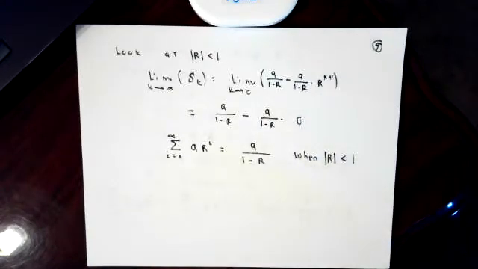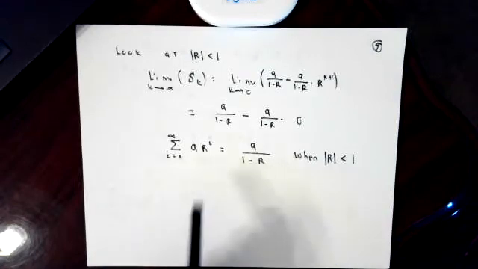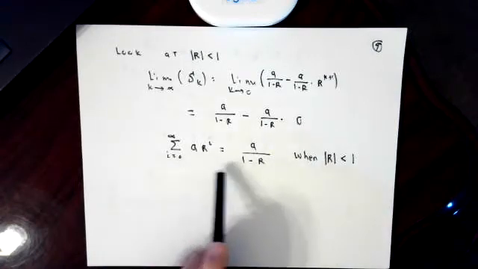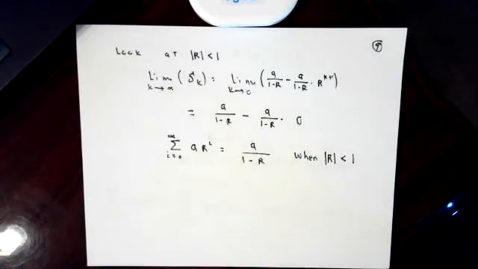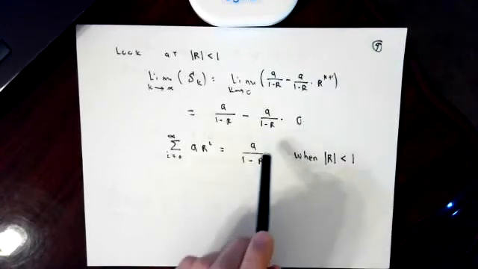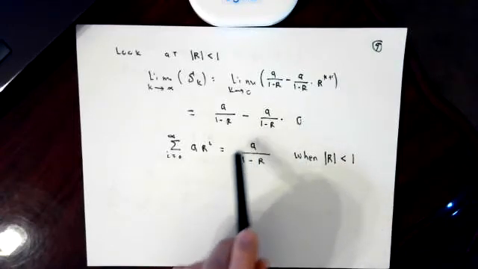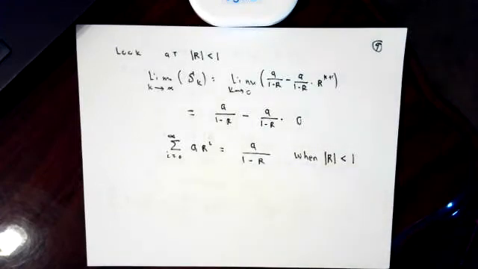In the special case where the absolute value of R is less than 1, the infinite series of this type, which we'll call a geometric series, converges. Not only does it converge, I can actually tell you what it converges to as well. It converges to A over 1 minus R.